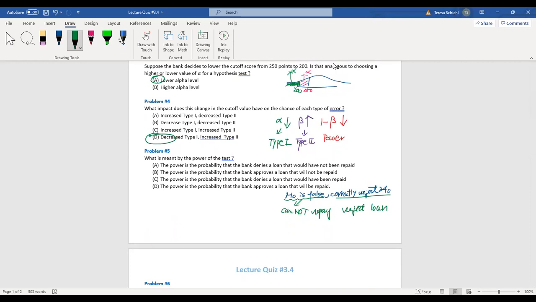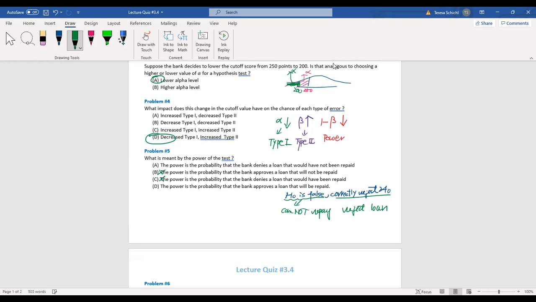Now let's take a look. Which one is the most likely? The power is the probability that the bank denies a loan that would not have been repaid. The power is the probability that the bank approves a loan that will not be repaid? Obviously this is not true. The power is the probability that the bank denies a loan that would have been repaid? No, that's not true. It cannot repay.